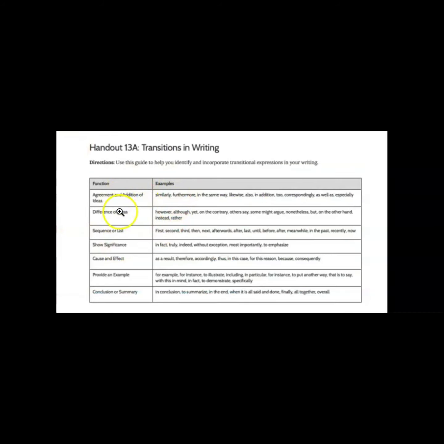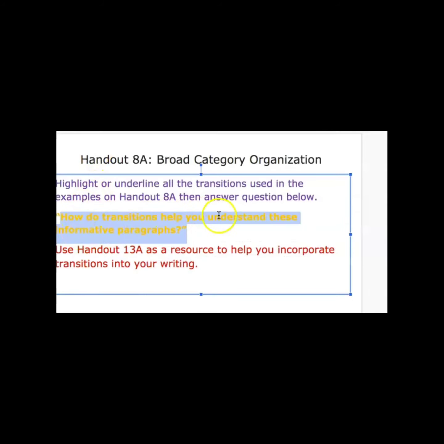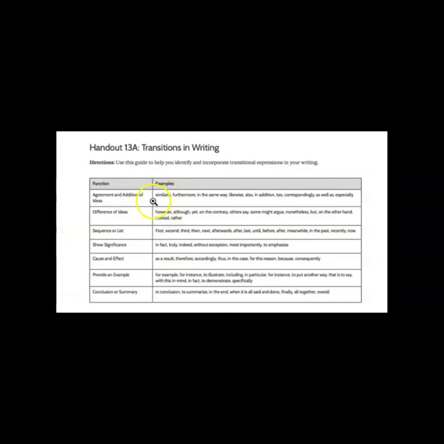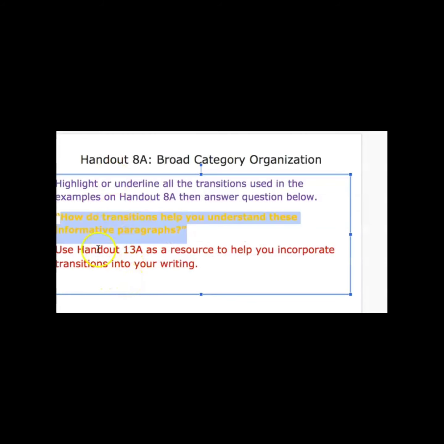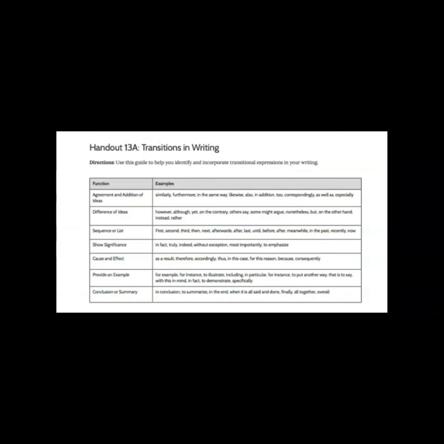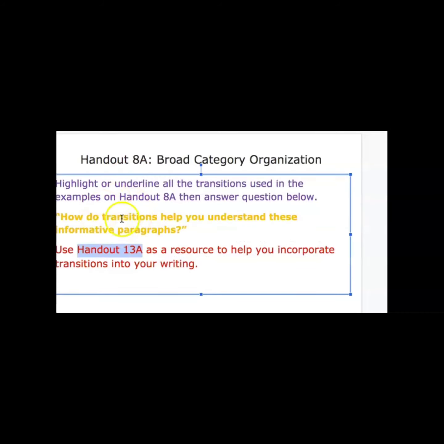Now, this is just an example, guys. Let's just say you find transitions that say first, second, third, and then, and next. This is going to help you understand a sequence of events, like first this happened and then this happened. That would be a way that it helps you understand. So you want to look to see what type of transition was used and see how that helps you understand the idea. So you are going to have to use 13A just like I did and go back and look to answer the question.